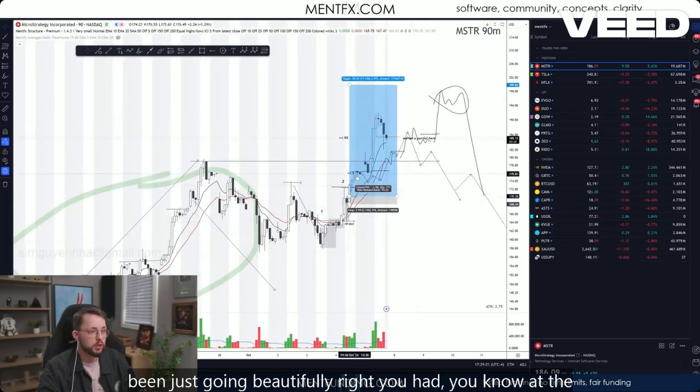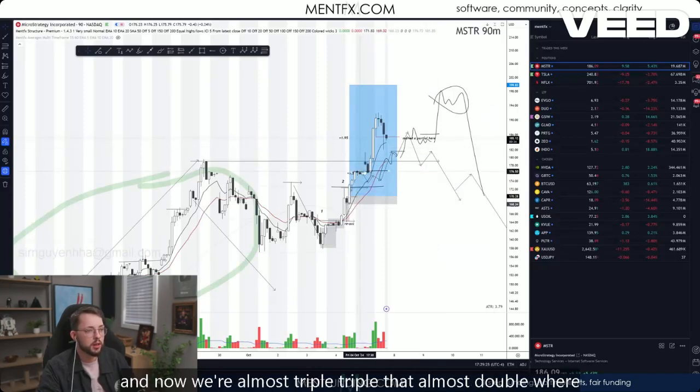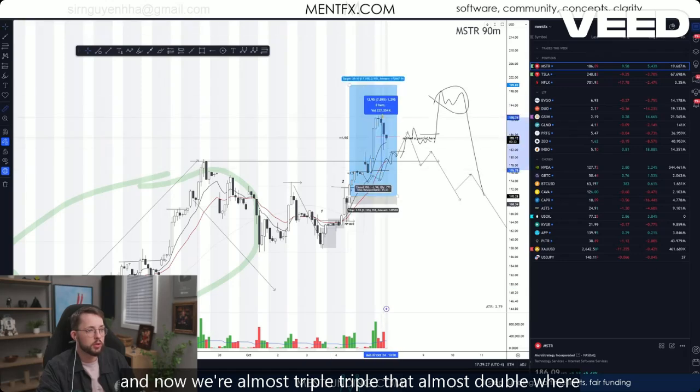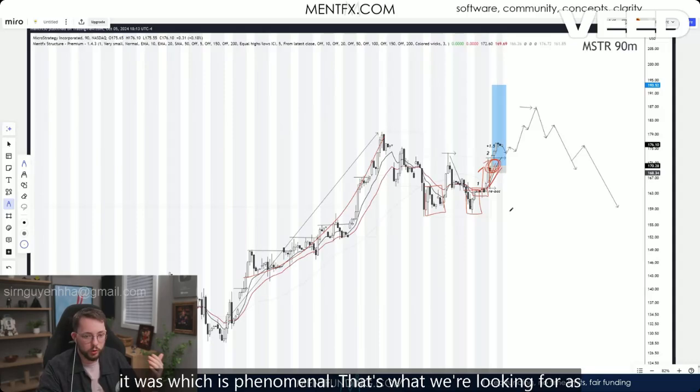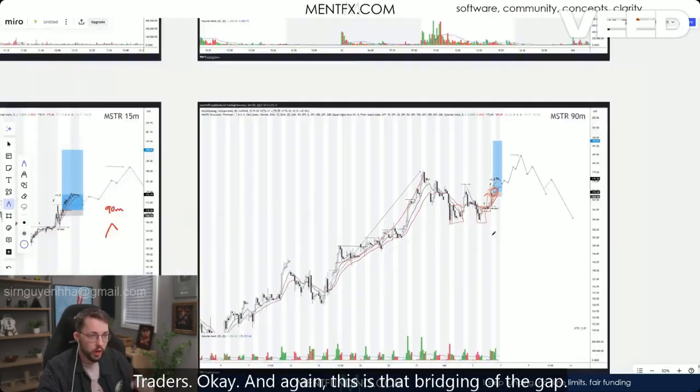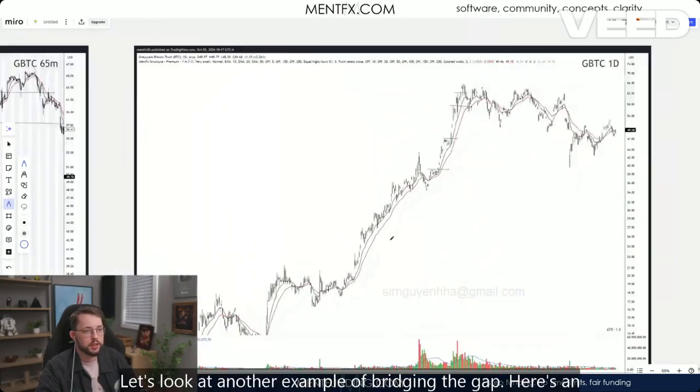At the time of making even this photo, price was right here. And now we're almost triple that, almost double where it was, which is phenomenal. That's what we're looking for as traders. Okay. And again, this is that bridging of the gap. Let's look at another example of bridging the gap.